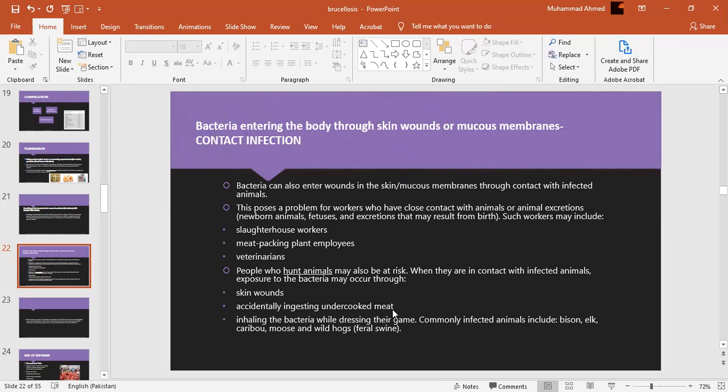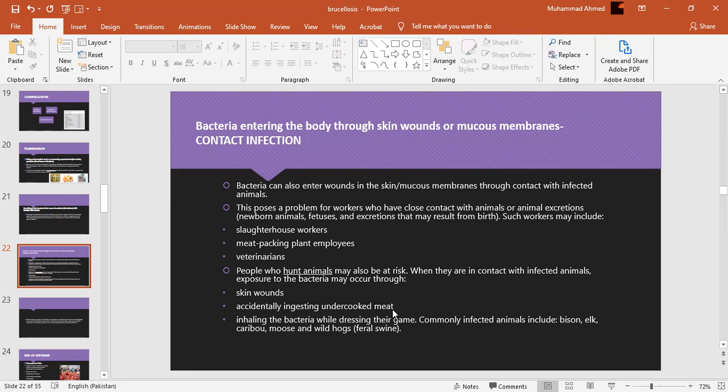Bacteria entering the body through skin wounds or mucous membranes, that is contact infection. Bacteria can also enter wounds in the skin and mucous membranes through contact with infected animals. This poses a problem for workers who have close contact with animals or animal excretions, such as newborn animals, fetuses, and excretions that may result from birth.